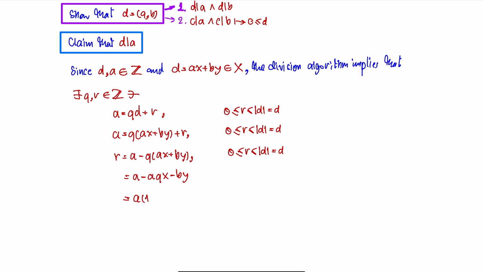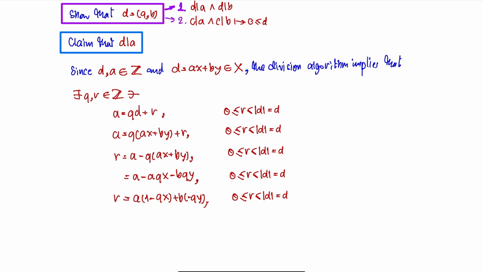So we're going to have a times 1 minus qx, plus b times minus qy. I forgot to multiply by q. Okay, so that's what we have right here. So now we have that r equals this expression right here, and these are integers. 1 minus qx is an integer, minus qy is an integer.